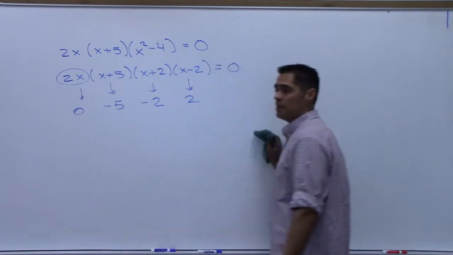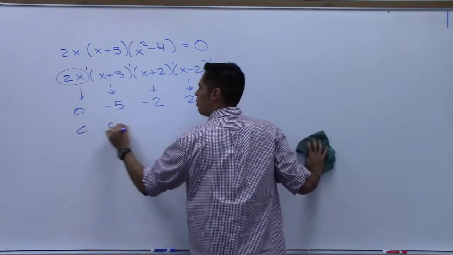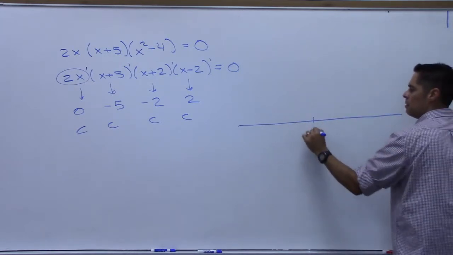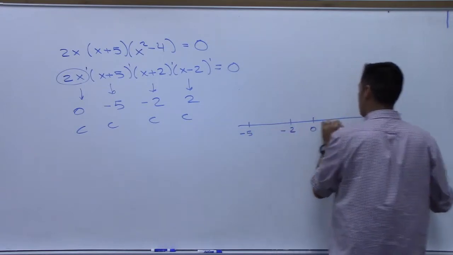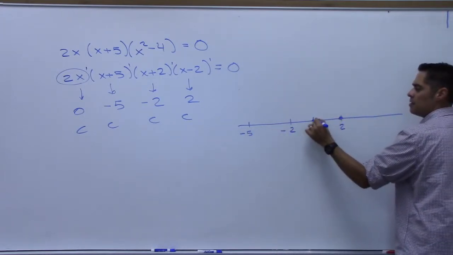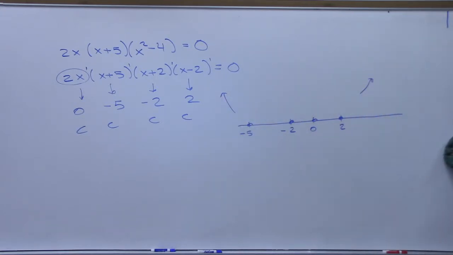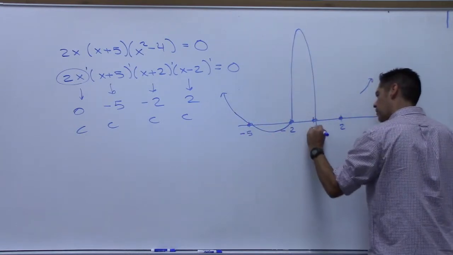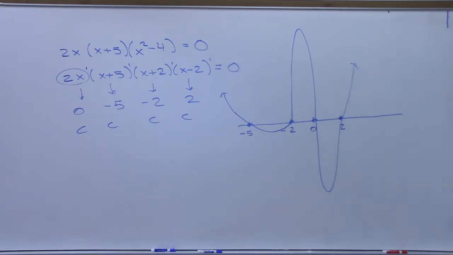Crossing at all of them because the powers on all these factors are odd powers. So cross, cross, cross, cross. 0, negative 5, negative 2, positive 2. Those are my x-intercepts. It goes up on the left, up on the right, like this. So I'm just going to cross through at all of these. That's just for fun.